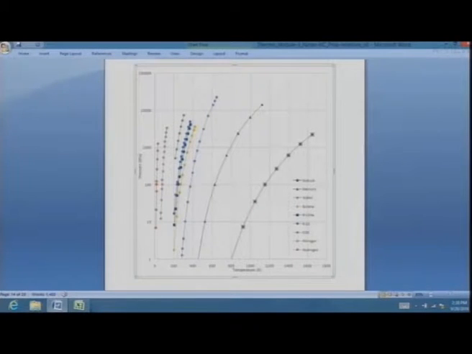So we made a separate plot last time where we put on the x-axis the temperature and on the y-axis we plotted the pressure.